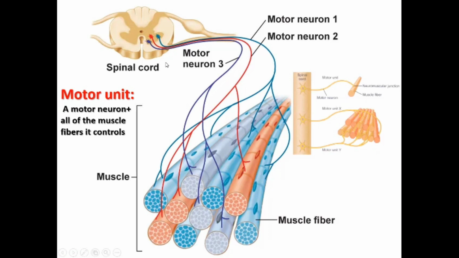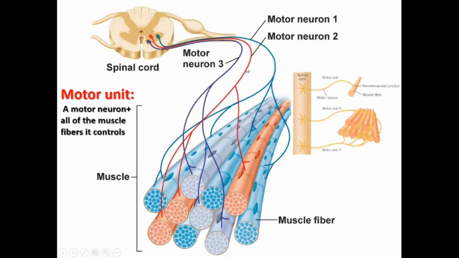In this slide you can see we have three motor neurons originating from the anterior horn of the spinal cord. You can see the purple one innervates 3 muscle fibers, the red one again innervates 3 muscle fibers, but the blue one innervates 4 muscle fibers.